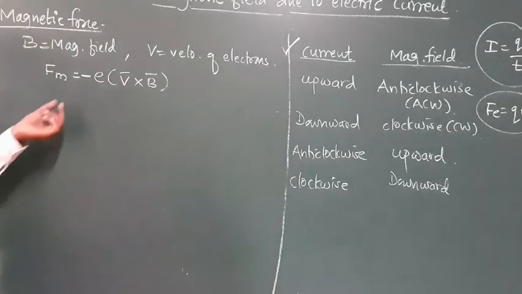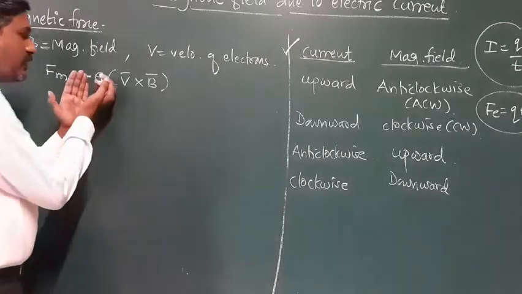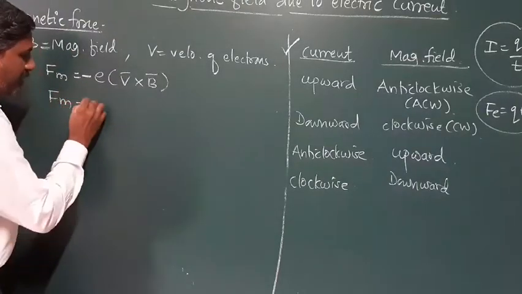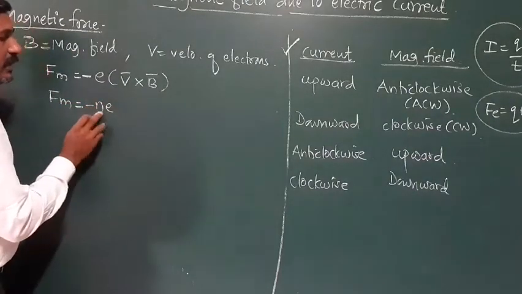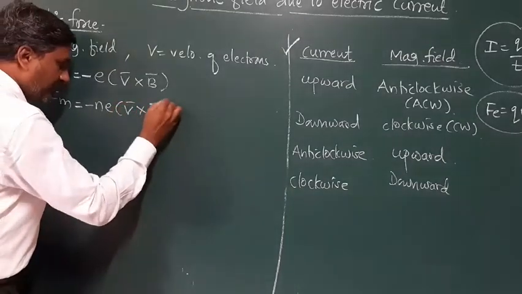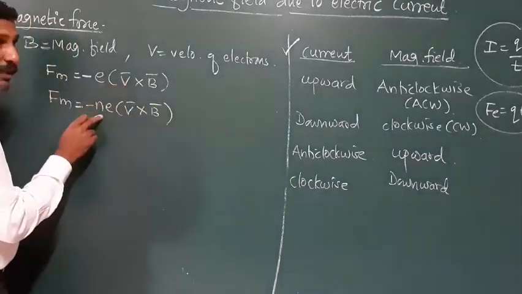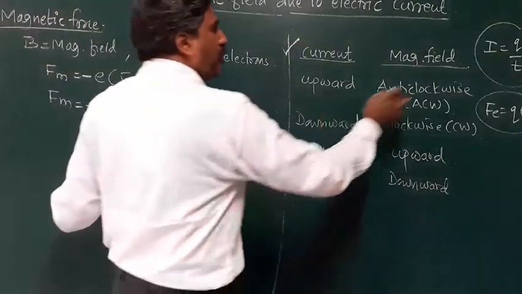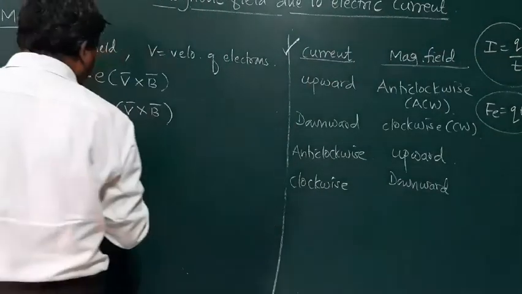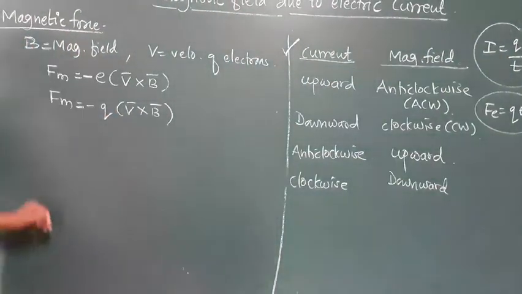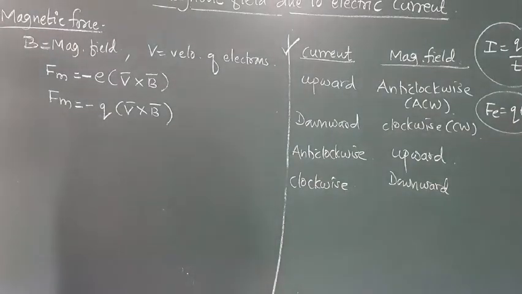If e is the charge on one electron, and there are n electrons, then some students write n e for the number of electrons into charge, V cross B. This is for one electron, and this is for n number of electrons. But remember what is Q? Q is nothing but n into e. So here I am writing minus Q in bracket V cross B.